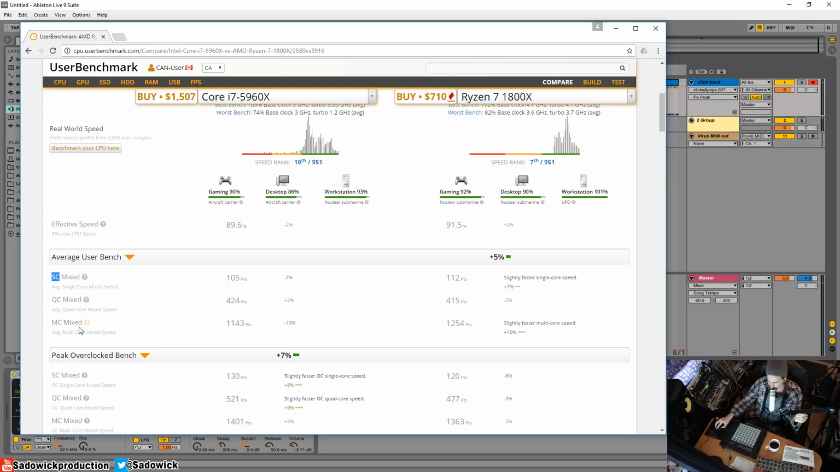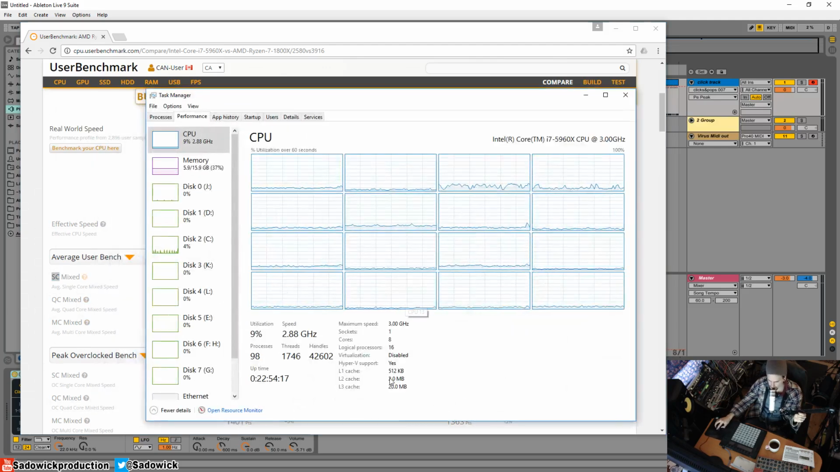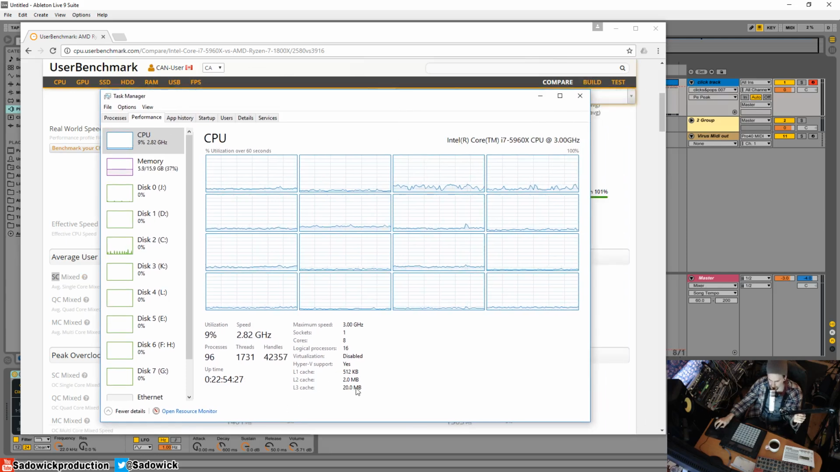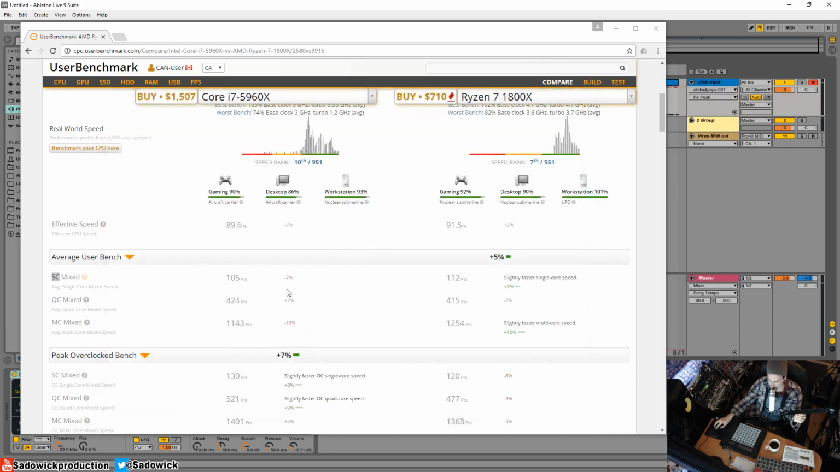Usually you'll look at the single core mix, and this is where architecture really is important. It's all about the cache as well. Cache is like super fast memory attached to the CPU, so it doesn't have to keep on reading from memory. It stores the instructions in the cache, which makes it a little bit faster. So on single core mixed, the 5960X is 7% slower. But on quad core mixed speed, it is slightly faster. How does that work out? That's because of the cache, and there's a million different things in these processors. Thousands of engineers come together to build these things. It's really complex.